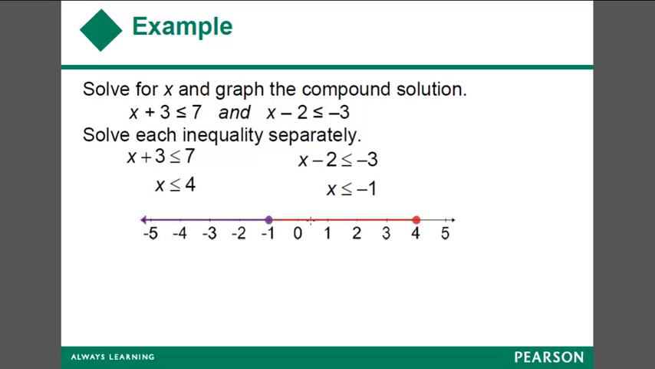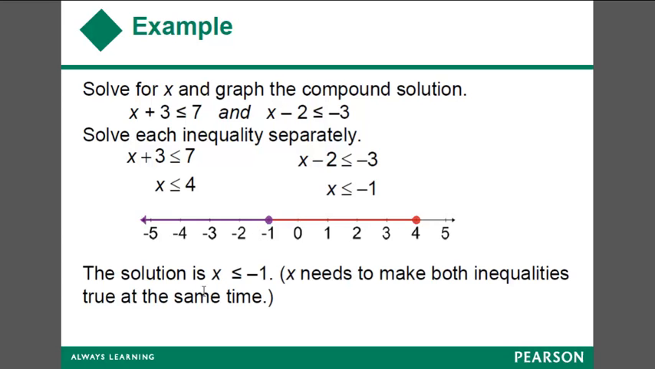Therefore, my solution would actually be strictly x less than or equal to negative 1. Because this portion from negative 1 to 4 is not included, where they both are correct. It is only correct for x less than or equal to 4. But anything x less than or equal to negative 1 would satisfy both inequalities. Therefore, the solution is x less than or equal to negative 1. It has to make both inequalities true at the same time.